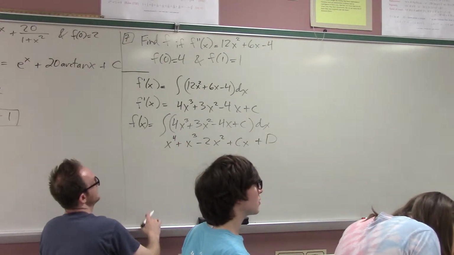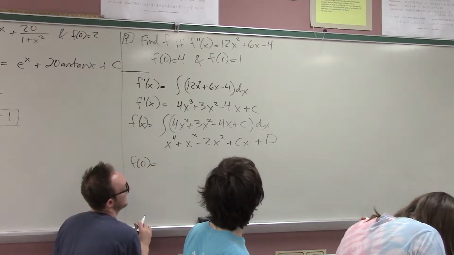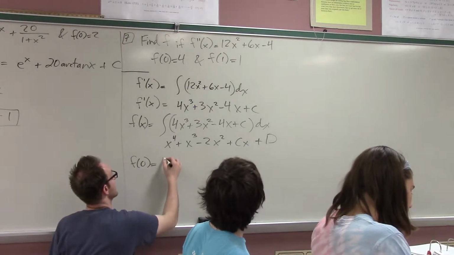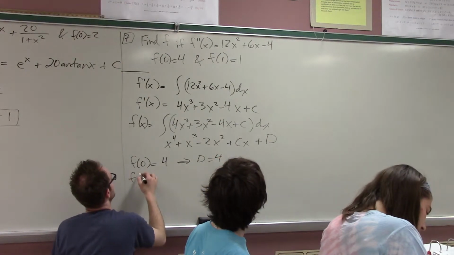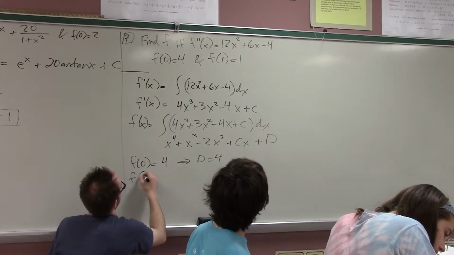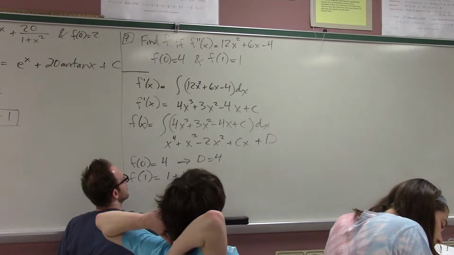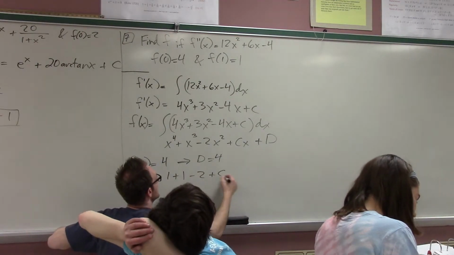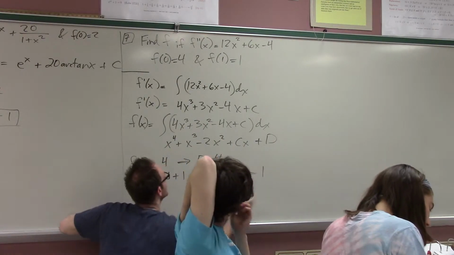And then now I can plug in f of 0. When I plug in f of 0, what do I get? 4. So I get 4, which means that d must be 4. And if d is 4, then what is f of 1? Well, f of 1 would be 1 plus 1 minus 2 plus c plus 4. And that has to be 1.